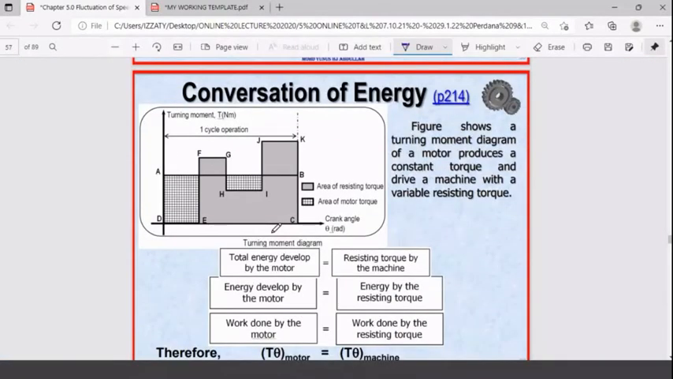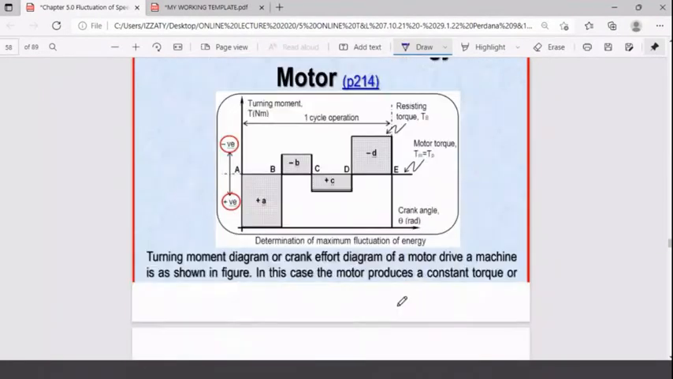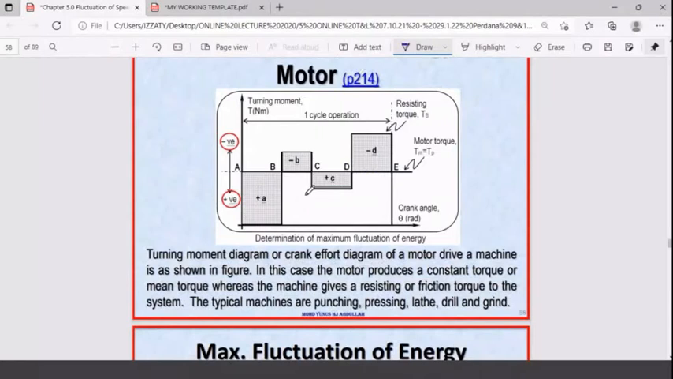This one is what I've been talking about earlier, the equilibrium of the T motor, the T main, and the T machine. Basically, we call it conservation of energy. This one I also mentioned earlier, no point doing it again. You have this in your notes, and I already explained it.